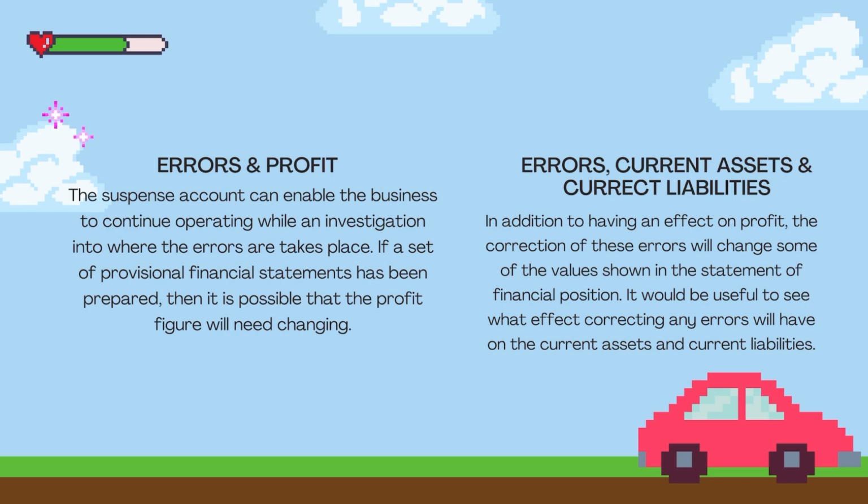Another point, errors, current assets, and current liabilities. In addition to having an effect on profit, the correction of these errors will change some of the values shown in the statement of financial position. It will be useful to see what effect correcting any errors will have on the current assets and current liabilities.